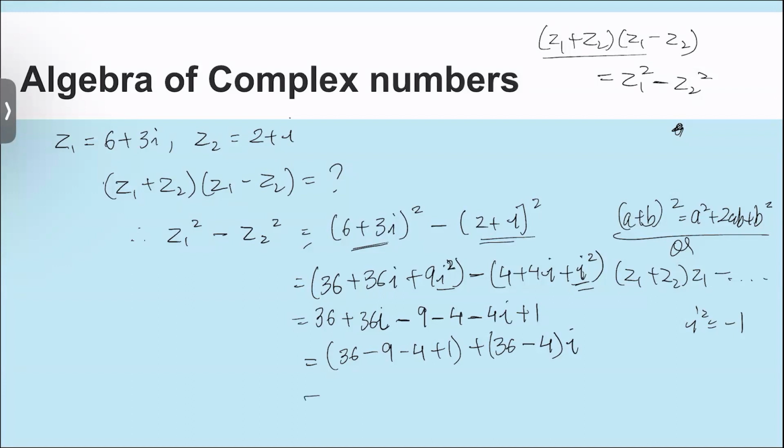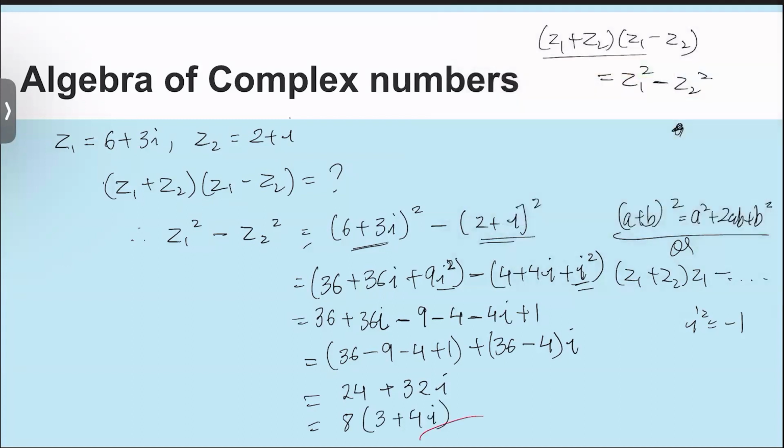Okay, and you get 24 plus 52i. And if you take out the highest common factor out of it, that is 8 plus 4i. Okay, so this is the solution that we get when you are given Z1 and Z2, and if you have to solve it with the identity or in the general form of the identity Z1 squared minus Z2 squared. So this is how you can use the identity to get your answer.